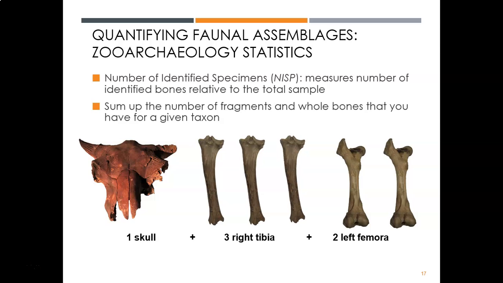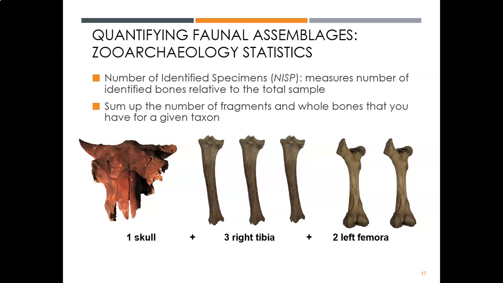And then after we do that, we can then zoom out from the element and start to look at an assemblage level. And then we can start to apply different basic forms of statistical analyses to tell us something, and really this is not so much statistics, but quantifiable forms of analysis to look at the data we have accumulated. And the two major ones that we use in zooarchaeology are called NISP and MNI.